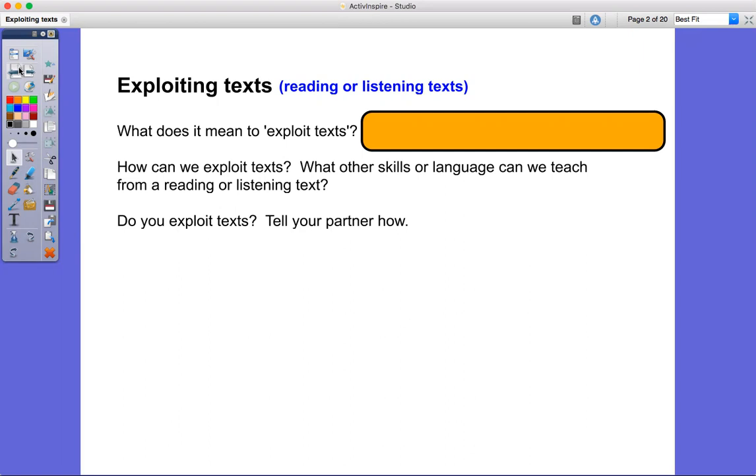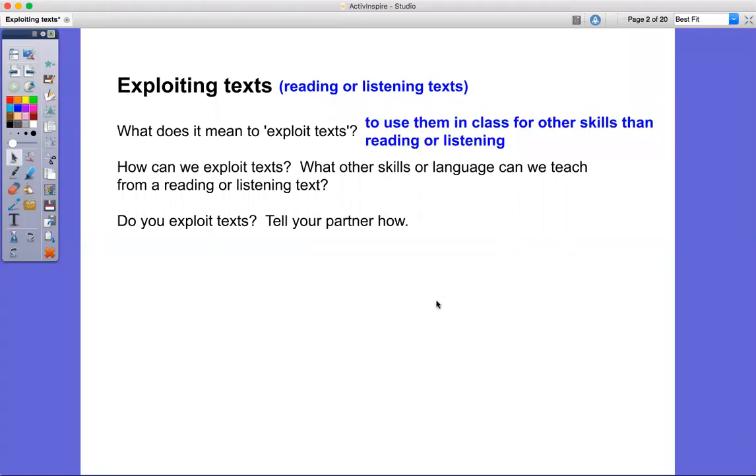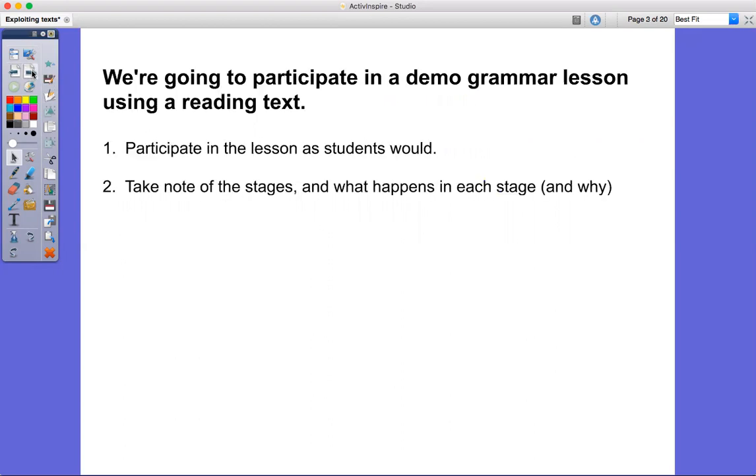So again, you start this session with this slide and you give your teachers time to answer these questions in pairs. Okay. Then you need to tell your teachers that you're going to demonstrate a lesson using or exploiting a reading text for writing skills. And then we need to show them this one here.